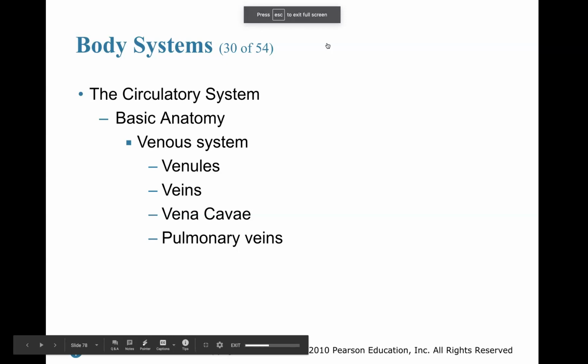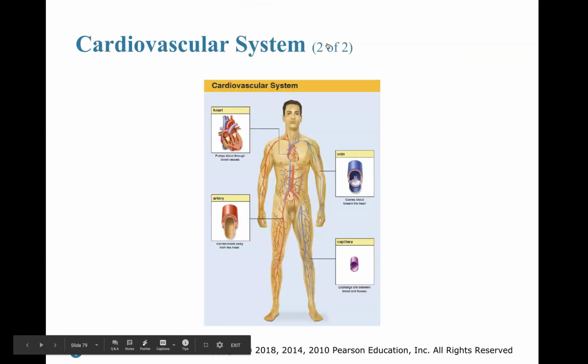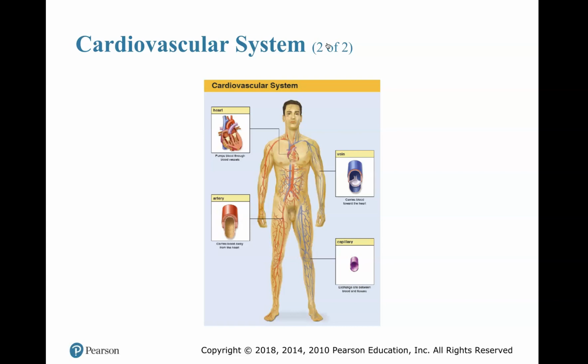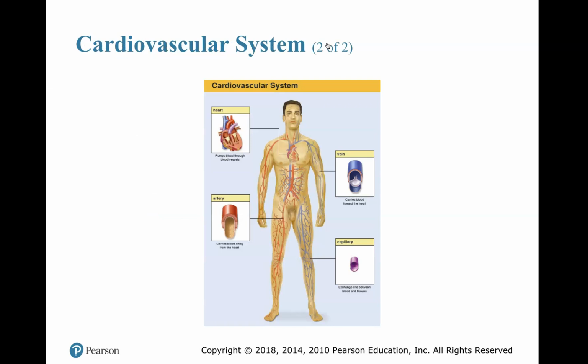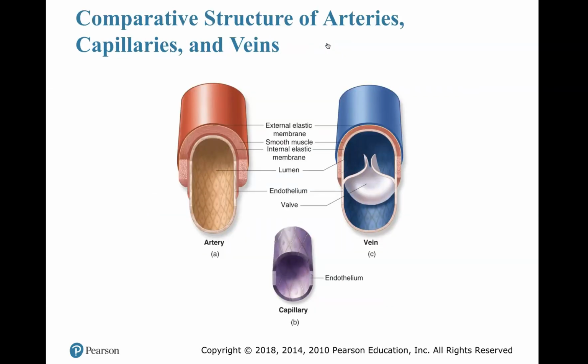All right, sorry about that. All right, again, the cardiovascular system. Now here's a breakdown of the arteries, capillaries, and veins. If you look at figure A, you see the artery, and in figure C, you can also see the vein, but you can see that they contain most of the same things as far as structure goes. External elastic membrane, smooth muscle, internal elastic membrane, and then lumen, and then the endothelium.